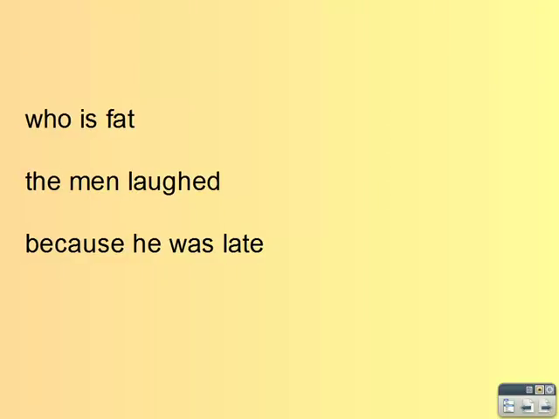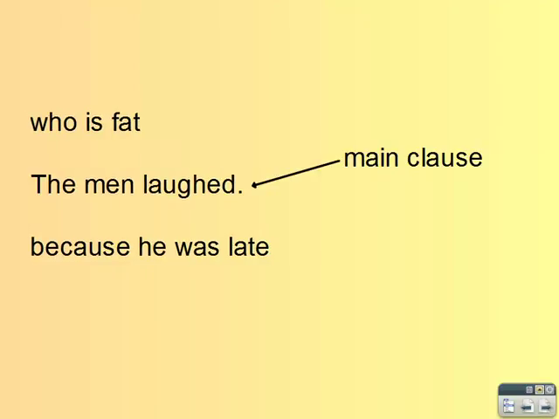Well, when you look at these three clauses, we know that if a clause can stand by itself to give a complete and ordered structured meaning, then that clause is also a sentence. So when you look at these three clauses, who is fat, the man laughed, because he was late, which of them do you think is a sentence? Which of these three clauses could stand by itself if we added a full stop and a capital letter at the beginning? Well, I'm sure you got it.